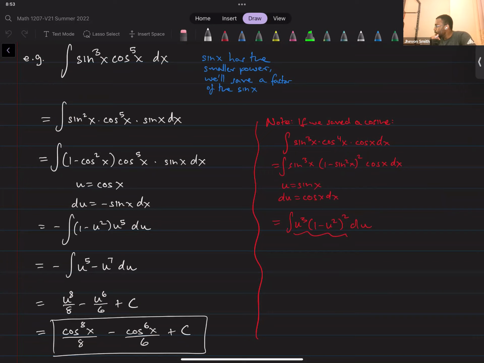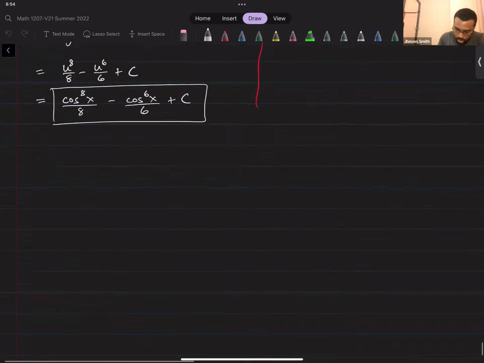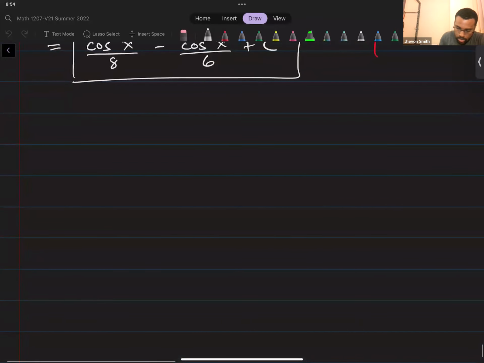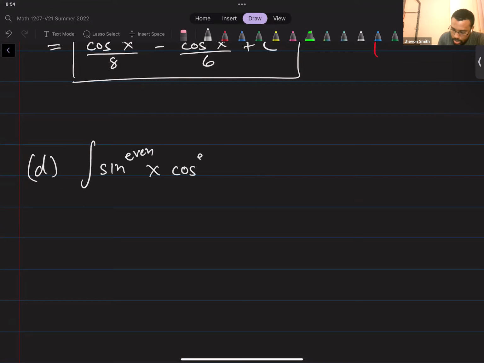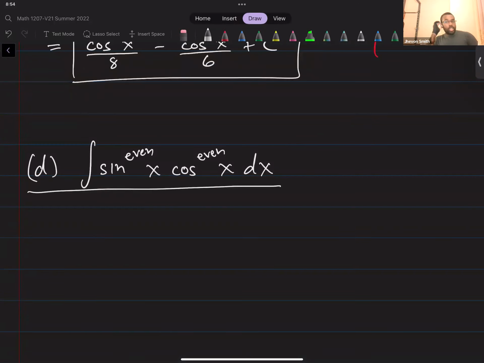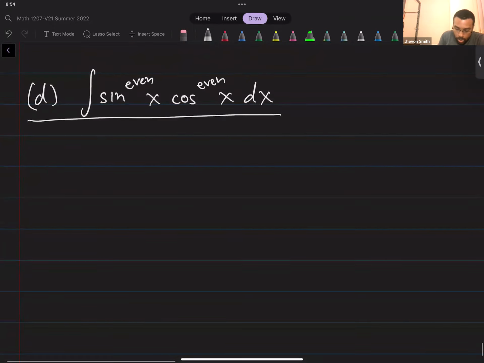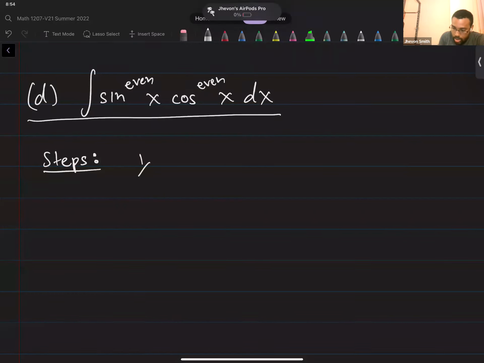So I'll introduce what to do in the last case, case D, and I'll leave the examples for you guys to try. So D, what if they're both even? So you have sine to an even power and cosine to an even power. There's no odd power to factor out and save one of them. What do you do?